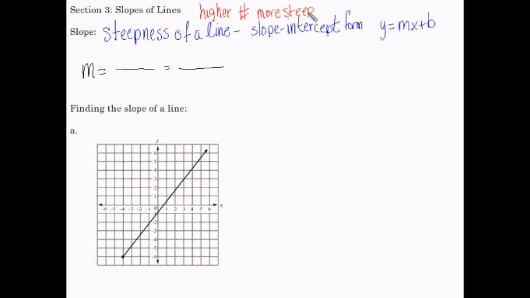Okay. The slope-intercept form of a line is y equals mx plus b, which I know you've all seen before. Whereas m is the actual slope, and b is the y-intercept. And the y-intercept is just where it hits the y-axis.